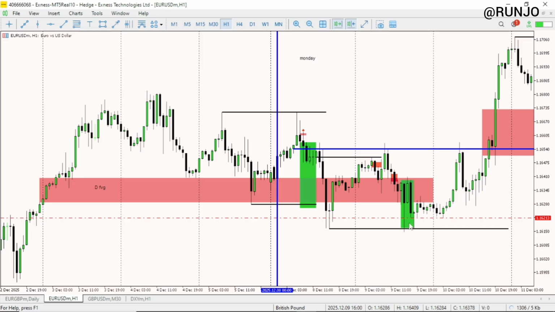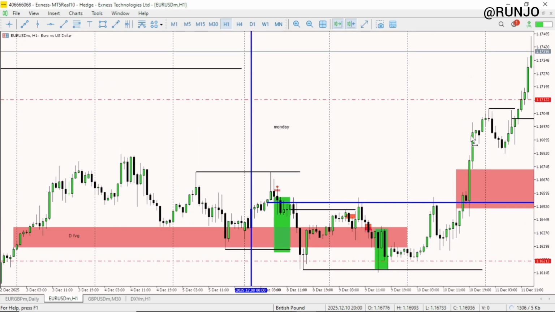But I got greedy. I didn't take the profits at the level that I was aiming for. I didn't take it because I expected the market to continue pushing somehow lower. So the market managed to come back and took me out at break even.